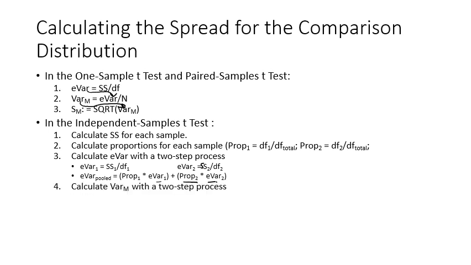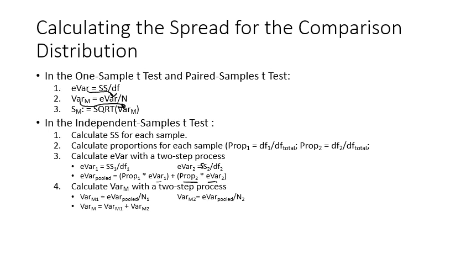Then we're going to calculate VARM also with a two-step process. We're going to calculate the VARM for the first sample by taking this estimated variance pooled, E var pooled, divided by N1, whatever number is in that sample. Then we're going to calculate the VARM for the second sample by taking E var pooled again, dividing it by N2. And then we're going to figure out VARM overall by adding those two VARMs together.